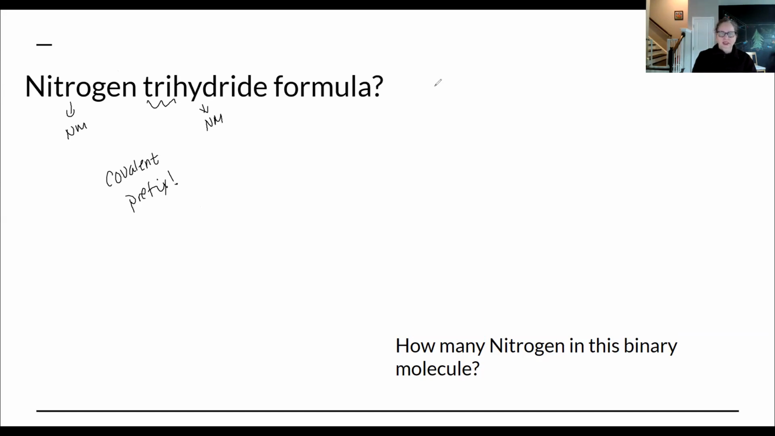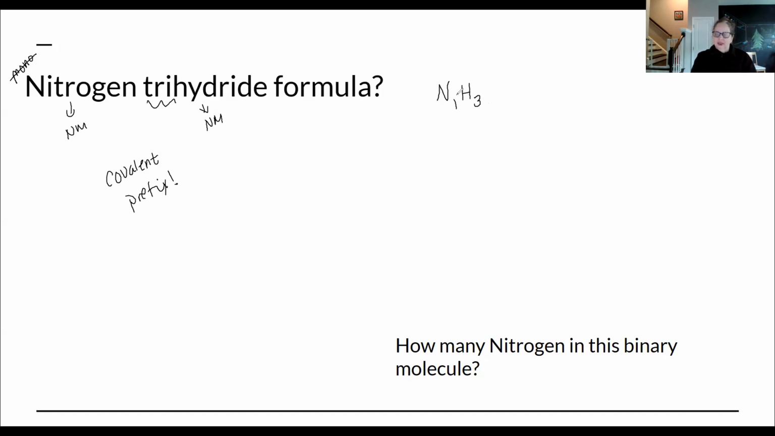All right, nitrogen is the first element. Hydrogen is the second one. Nitrogen does not have a prefix. What was the rule? If there's no prefix, it's mono. We just don't have to say it. So we have 1 nitrogen. The hydrogen has a triangle, 3 sides, N1H3.